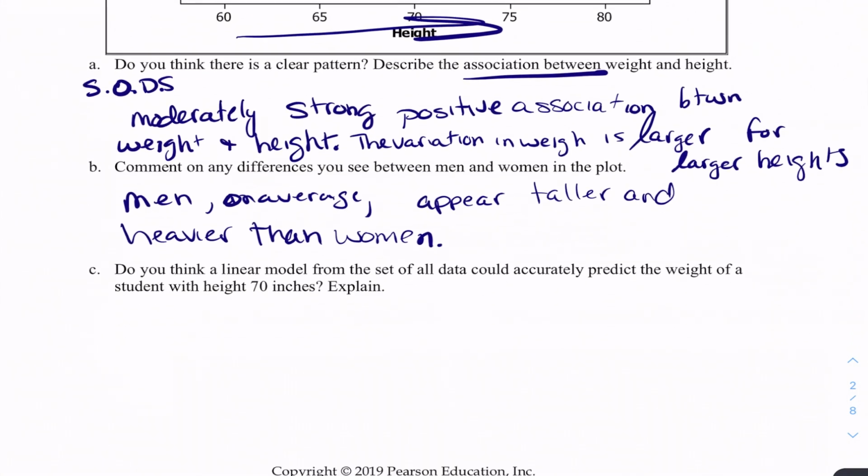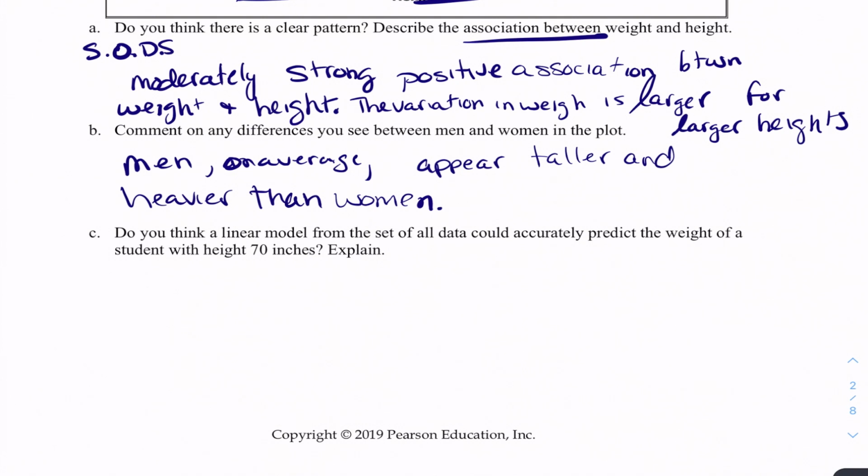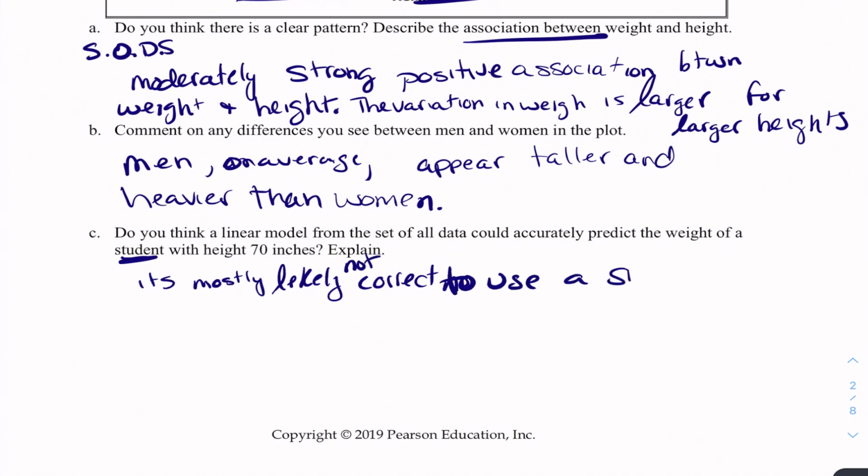And do you think a linear model for the set of all data could accurately predict the weight of a student with the height of 70 inches? So first off, if we notice that these two groups can be separated, and there's a difference between men and women in the plot, it's most likely not correct to use a single linear model. Like, we should probably separate this between men and women.